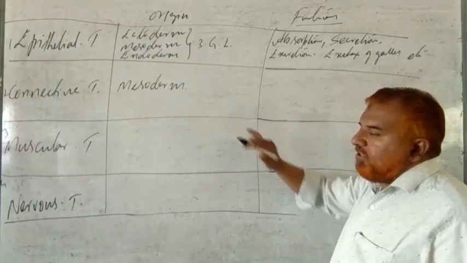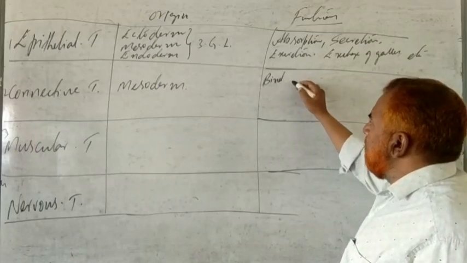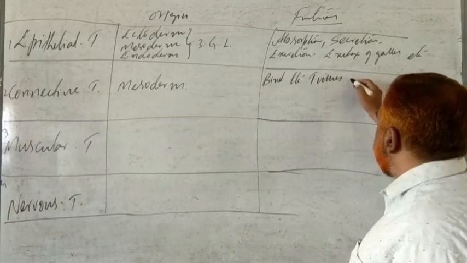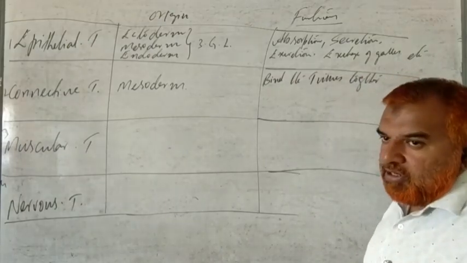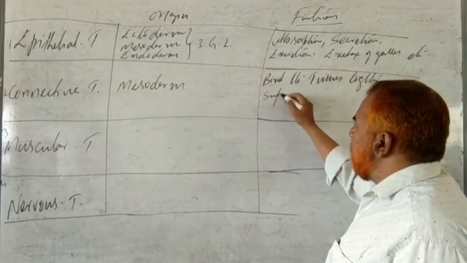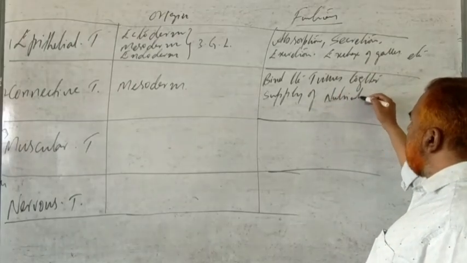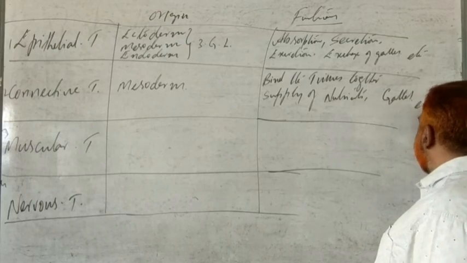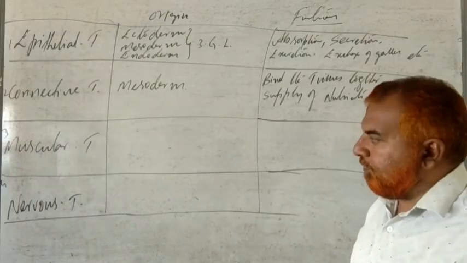The major functions of connective tissue, fine, are to bind the other tissues together, and also to help in forming different organs and organ systems. Then supply of nutrients, exchange of gases, etc. is a major function of connective tissue.